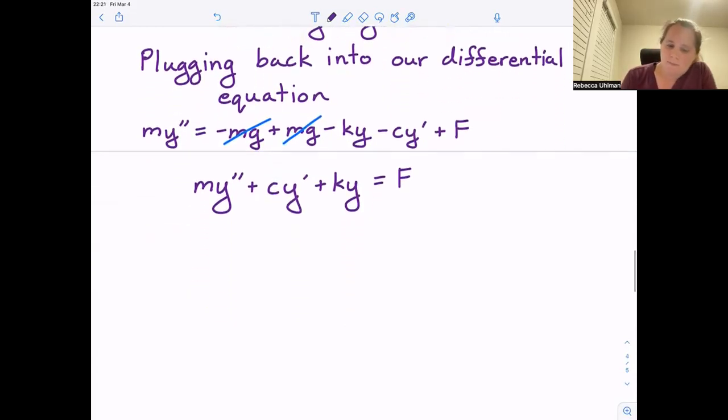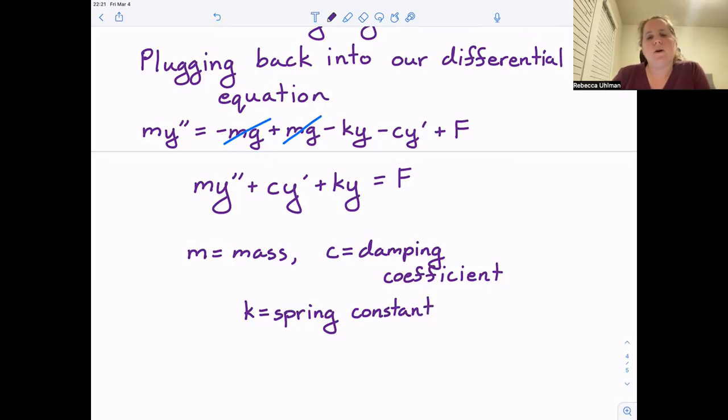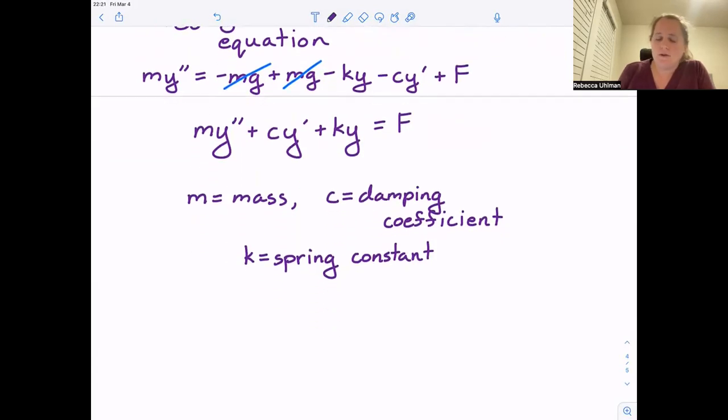So again here, m is our mass, c is our damping coefficient, and k is our spring constant. So all of these come in handy. We are usually given our mass, we are usually given our damping coefficient if there is one, and we are usually given our external force.